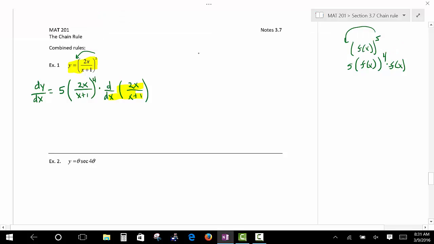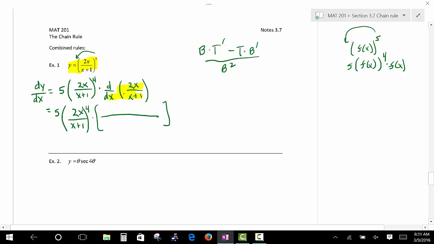And the quotient rule, I'll just write it up for you: bottom times derivative of top minus top times derivative of bottom over bottom squared. Okay, so we got to do that. All right, so we're going to leave this like this, bring down the 5, just leave this alone. Okay, now I'm going to draw a bracket, so we're going to do the quotient rule on that then. Okay, so when I do this, you're going to take the bottom, which is x plus 1.